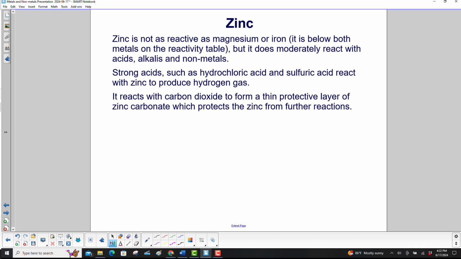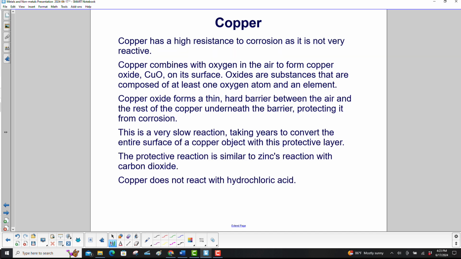Strong acids, such as hydrochloric acid and sulfuric acid, react with zinc to produce hydrogen gas. It reacts with carbon dioxide to form a thin protective layer of zinc carbonate, which protects the zinc from further reactions. Copper has a high resistance to corrosion as it is not very reactive.